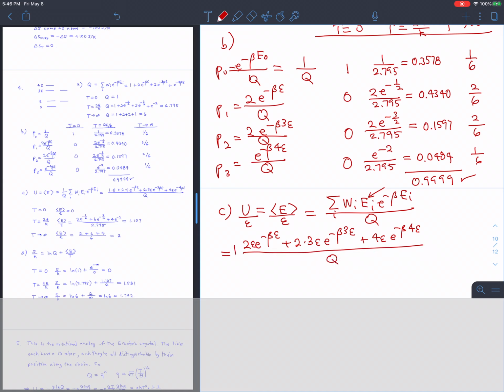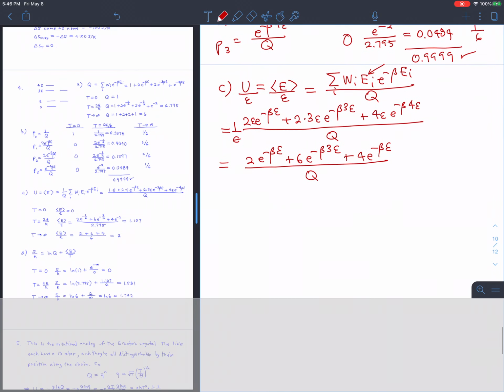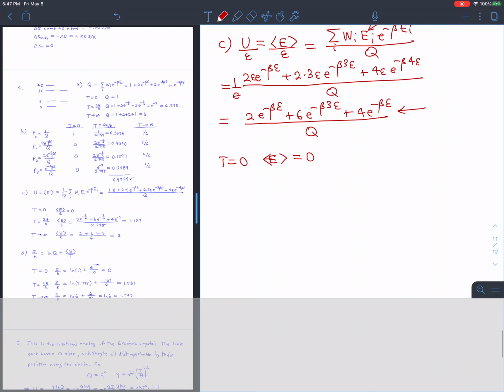Dividing out the epsilons, that becomes just 2 e to the minus beta epsilon plus 6 e to the minus beta 3 epsilon plus 4 e to the minus beta 4 epsilon, all divided by q. At T equals 0, all the terms in the numerator go to 0, and so we get that the average energy is 0. That's always going to be the case when there is no ZPE there.